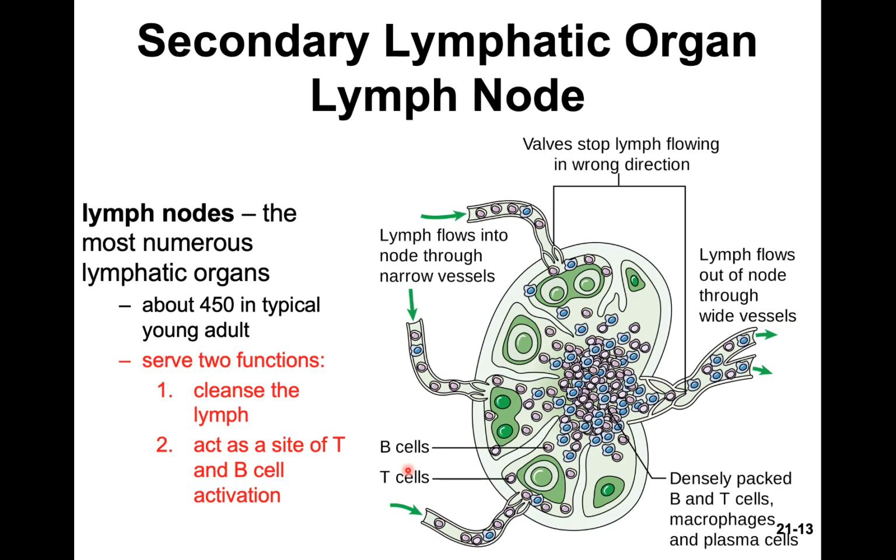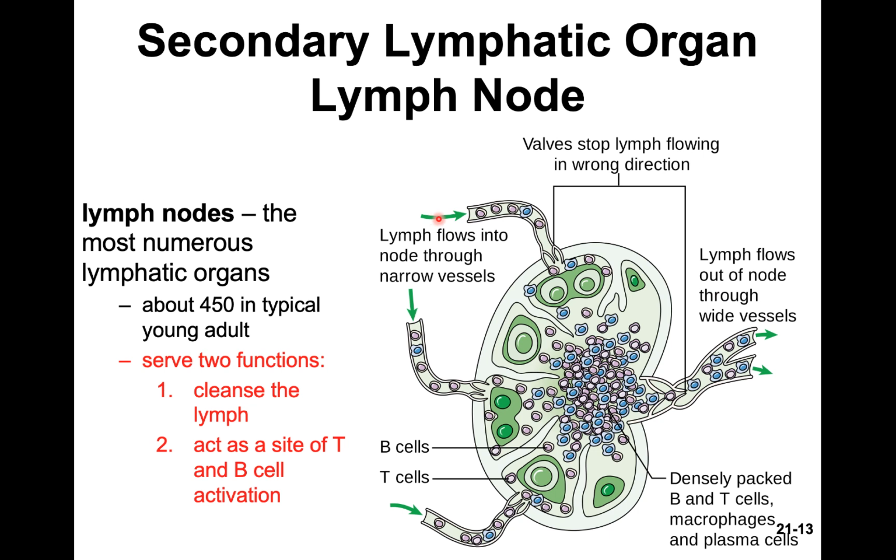Now, we're going to focus on the secondary lymphatic organ called the lymph node. This looks like a kidney, but it's not a kidney. It's a lymph node. And the lymph node has two major vessels, the incoming vessels and the outgoing vessels. The incoming vessels are called afferent lymphatic vessels. They bring lymphatic fluid into the lymph node. And the efferent lymphatic vessel brings cells and fluid out of the lymph node.